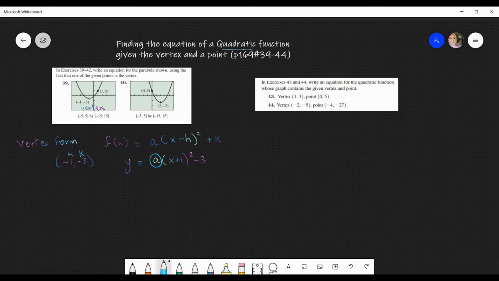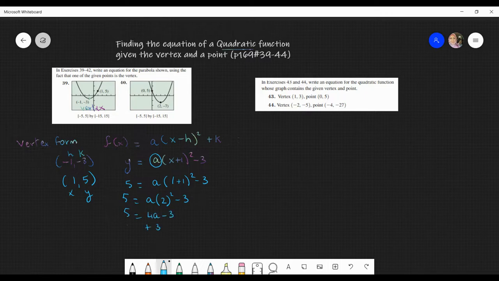Now there's one given that we didn't use yet, which is (1, 5). So I would substitute x and y. So 5 equals a, this is our unknown. This is what we're solving for. (1 plus 1) squared minus 3, and 1 because the x is 1. 5 equals a, remember PEMDAS again, parentheses, exponent, then multiplication. So this will be 4a minus 3.